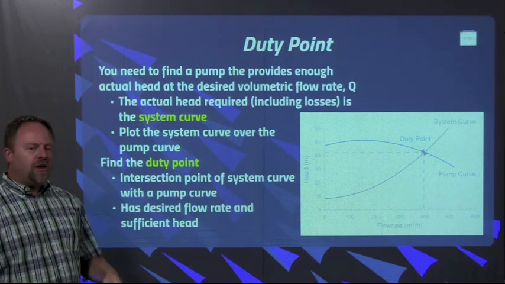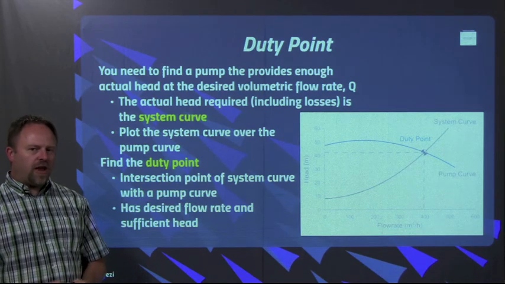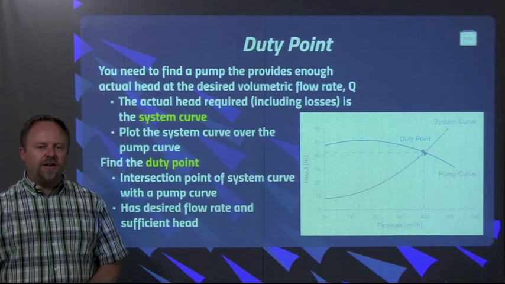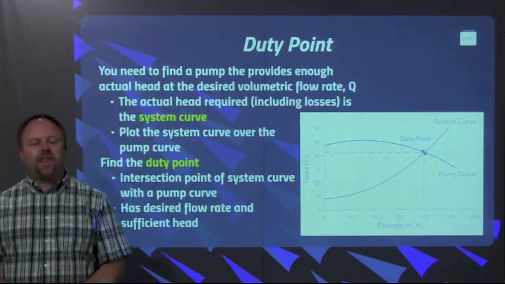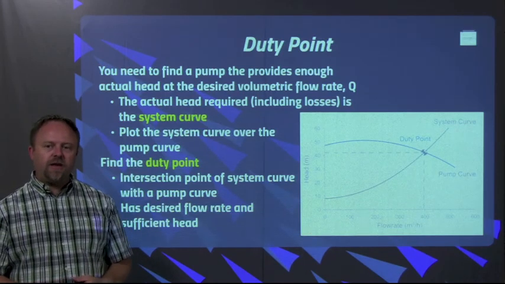So a specific pump will provide a certain amount of head. We want to make sure that we're getting a sufficient flow rate and a sufficient amount of head in order to pump the water out. The volumetric flow rate that we want, Q, and the height or distance that we're going to need. So we have to make a curve.